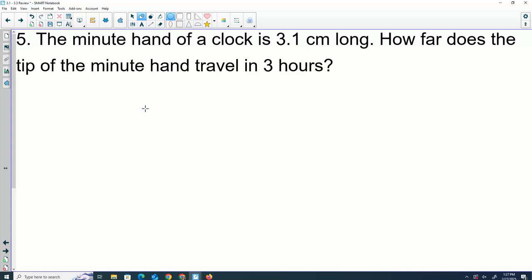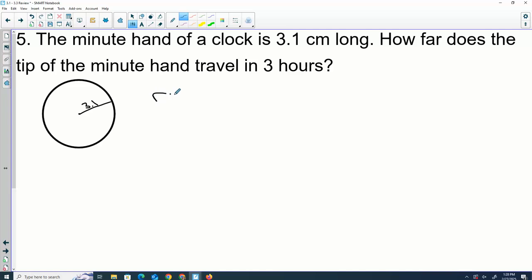Okay, so if I tell you the minute hand of a clock is 3.1 centimeters. So I know clock, talking about a circular clock here. The minute hand, so what does that 3.1 represent? How far does the tip of the minute hand travel? The tip of the minute hand is moving around the outside of the clock. So what variable is that? S.